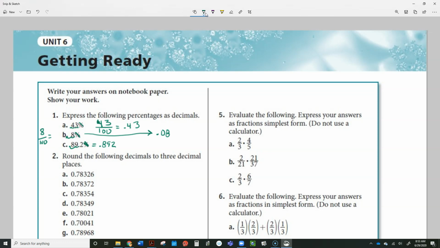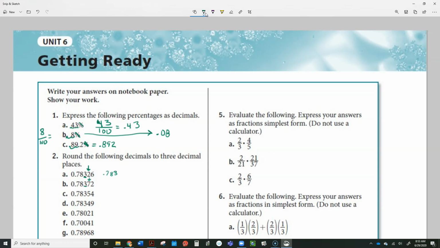Round the following decimals to 3 places. Okay, so if you're rounding to 3 places, this is the number and this is the one that you look at. So 3 decimal places, this is the one that I'm going to stop at, but this is the one that I need to look at. If this number right here is 5 or bigger, then you change that number up by 1. It's not, so this is just 0.783.